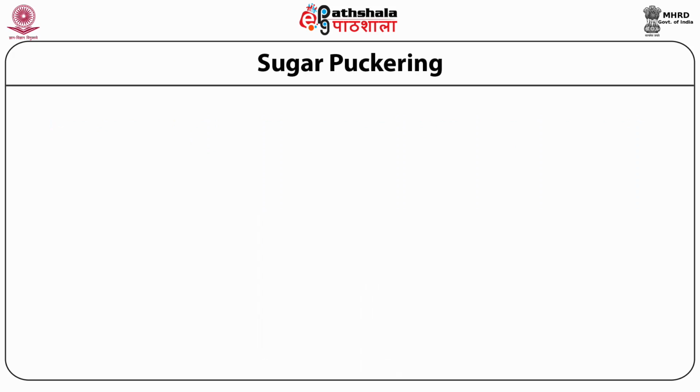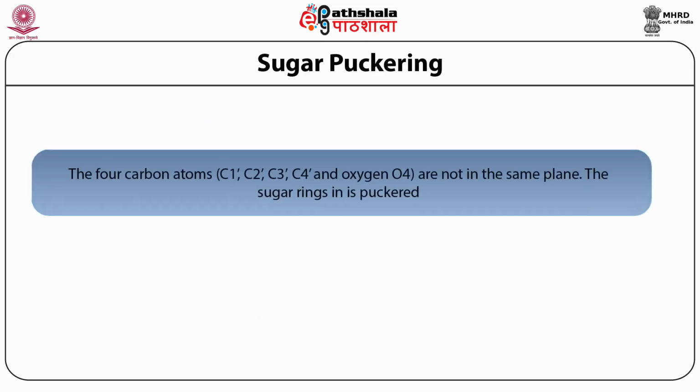Sugar puckering. The 4 carbon atoms C1 dash, C2 dash, C3 dash, C4 dash and oxygen O4 are not in the same plane. The sugar rings are puckered.